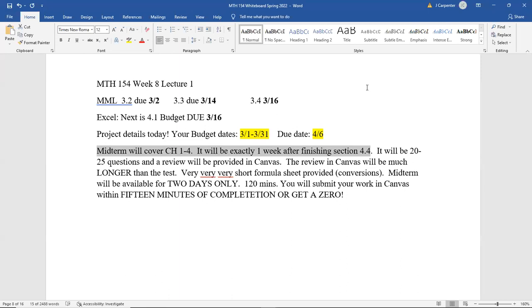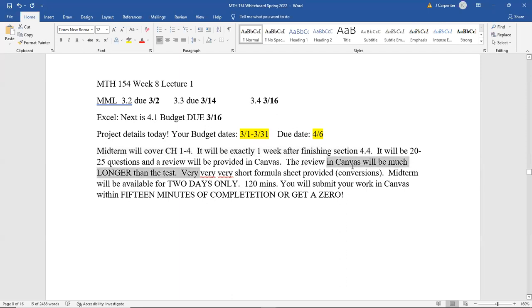Again, I'm not grading this, but I highly suggest doing it because I basically take these 40 or 45 questions, change the numbers, cut half of them out, and boom, there's your midterm. So doing the review will be very, very important for understanding the midterm because it'll give you an idea of what to focus on. The review is about twice as long as the midterm itself.